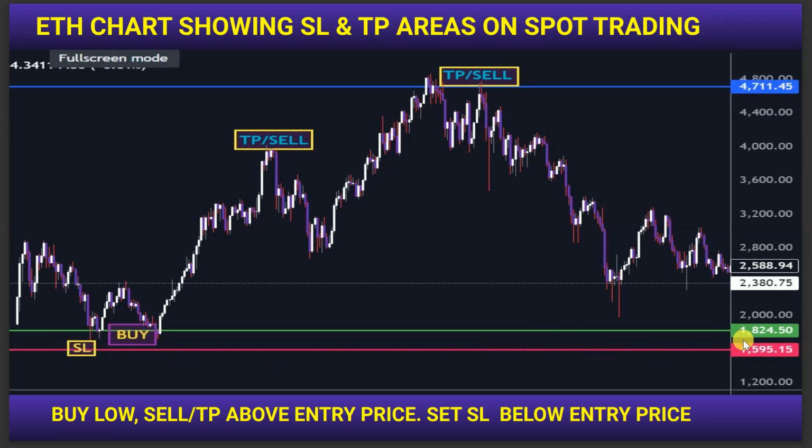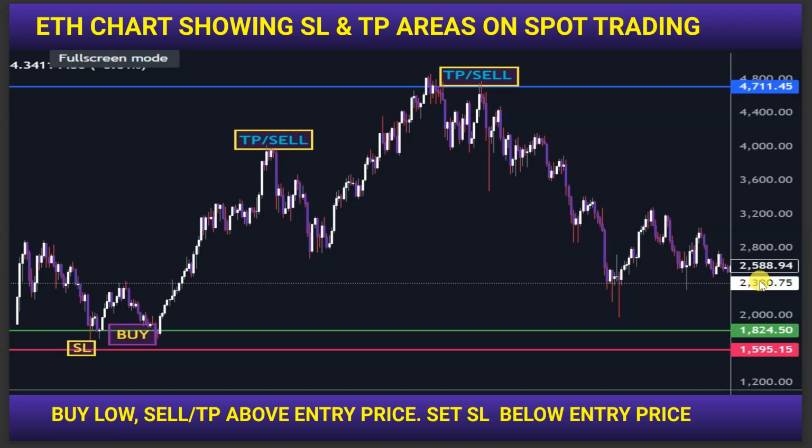This is a stop loss around 1,595. So in a buy, your stop loss is going to be below your entry point. As you can see, this is 1,824 and our stop loss is 1,595, which is below our entry in a buy. So your take profit in a buy should be above your entry price.